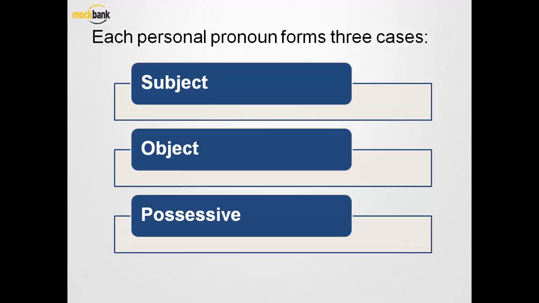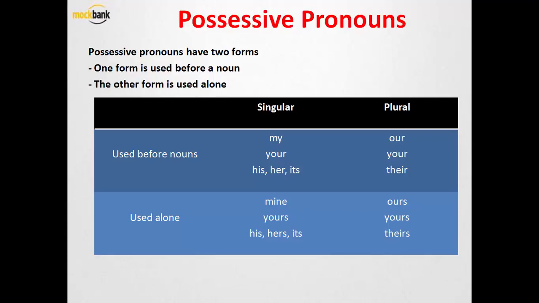Now each personal pronoun can form three cases: subject, object and possessive. Here is the list of possessive pronouns. I have given you two different ways to use possessive pronouns. The first one is used before nouns. The singular form would be my, your, his, her and its. The plural form would be our, your and their. When I use them standalone, the singular form would be mine, yours, his, hers and its. So mine would be the first form, yours the second, his, hers and its the third. And the plural form would be ours, yours and theirs.